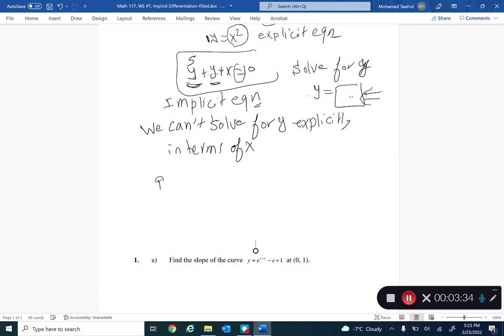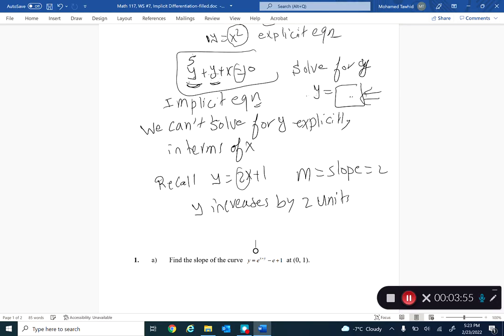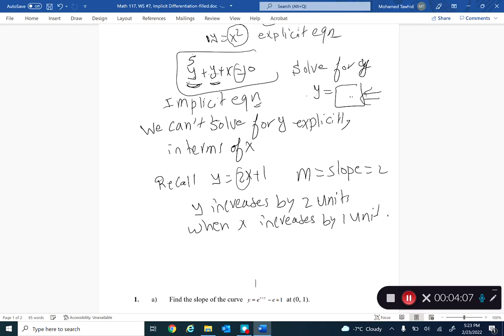Remember, if you recall, you have y equals mx plus b, say y equals 2x plus 1. We mentioned before that your slope m here is 2. Your slope is positive, which means your y is going to increase. Your y is going to increase by 2 units when x increases by 1 unit. So that is something we know.